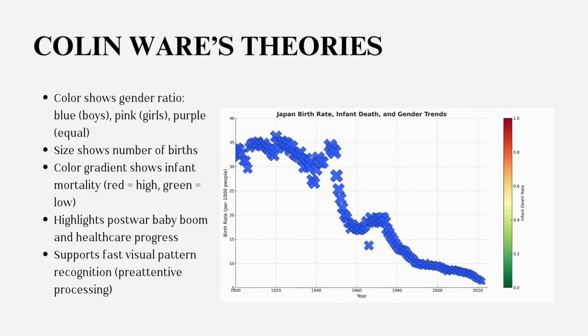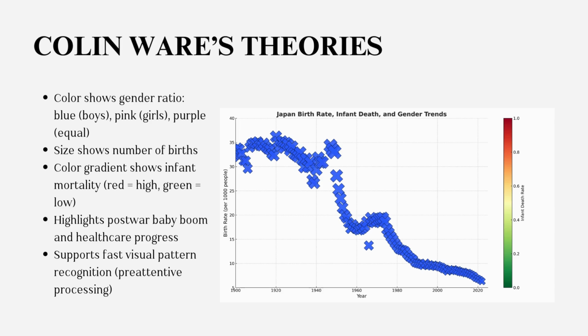This visualization is the centerpiece of my project, and it brings Colin Ware's theories into action. Each X you see represents 1 year, but it carries multiple layers of information through visual features. First, the color of the X shows the gender balance. If the X is blue, it means more boys were born that year. If it is pink, it means more girls. If it turns purple, it signals that the number of boys and girls born was nearly equal.